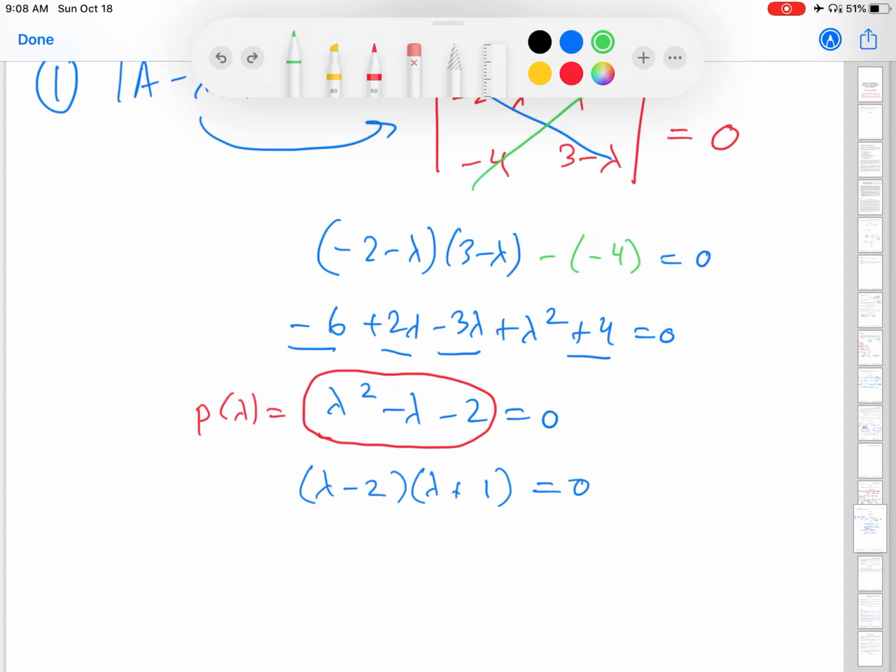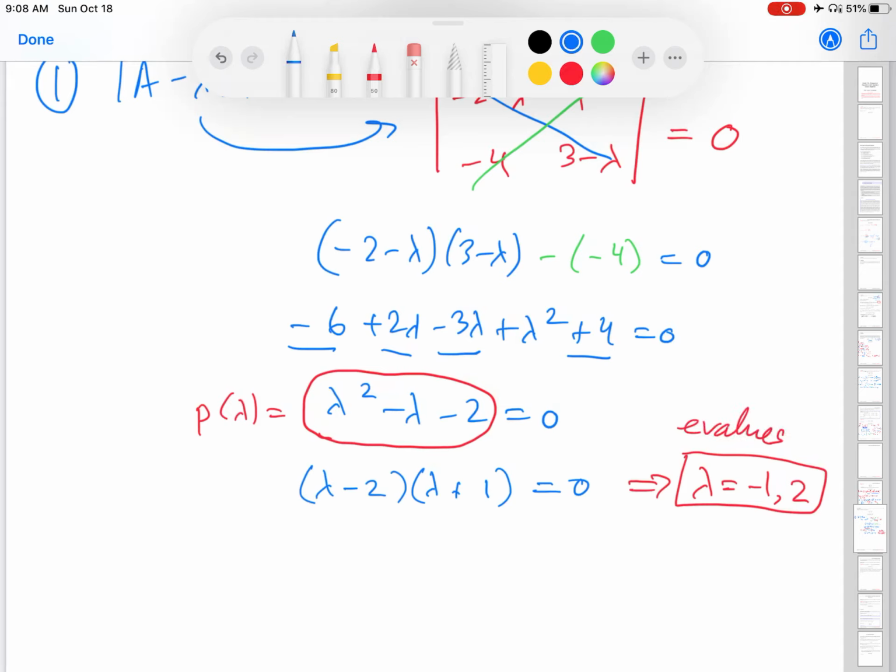So now that I have factored it, I can find my lambda values. I get lambda equals -1 and lambda equals 2. Great, so I have found the eigenvalues. These are the eigenvalues. How do I find the eigenvectors?